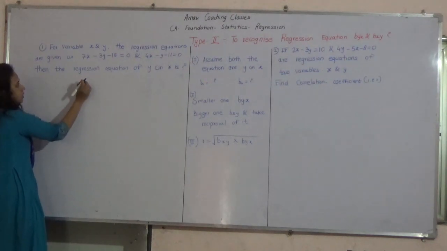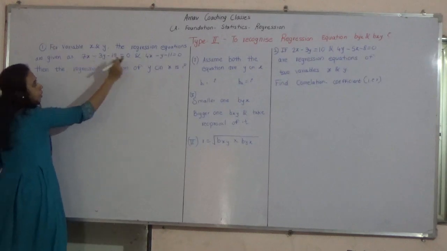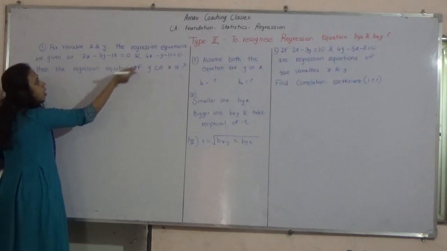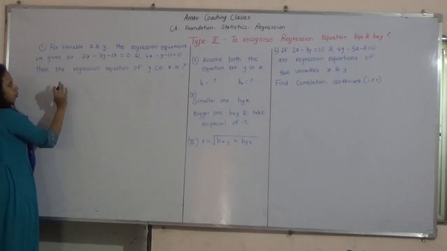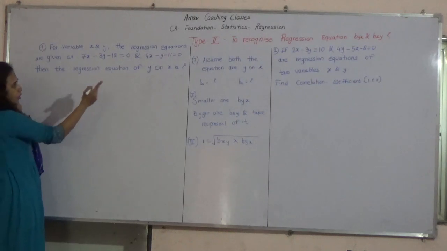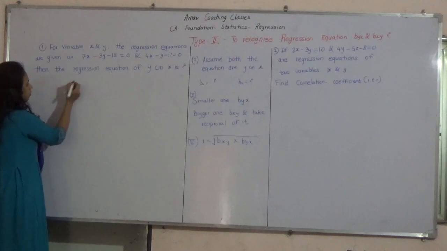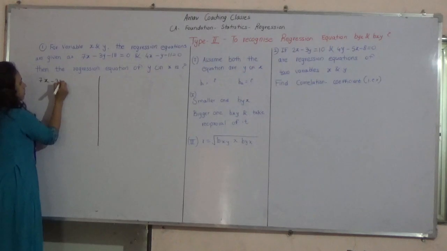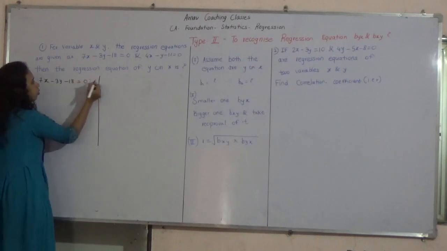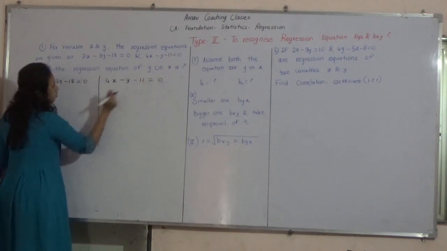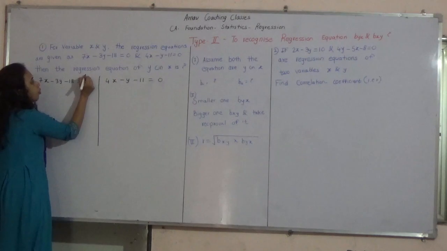Sometimes some methods say to assume this is x on y and that is y on x, but our assumption can go wrong, and then we interchange it. So better, our first step is that we assume both the equations are y on x. Write down the equations first: 7x minus 3y minus 18 is equal to 0 and 4x minus y minus 11 is equal to 0. So we are assuming that both the equations are y on x.